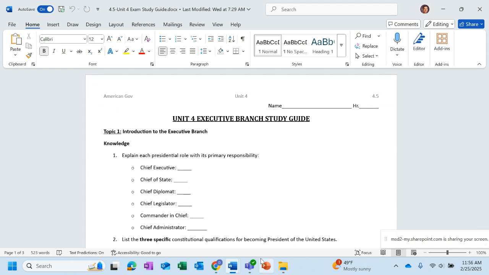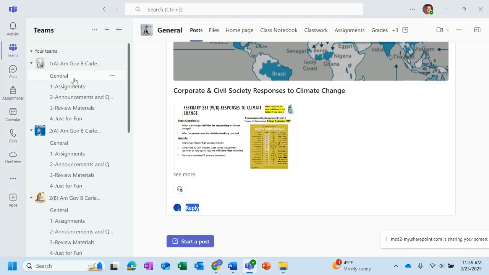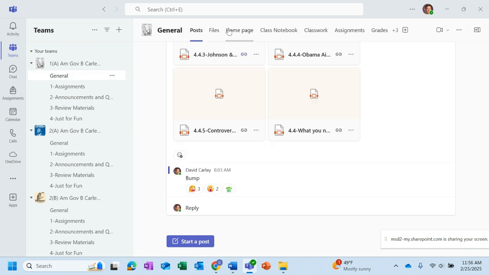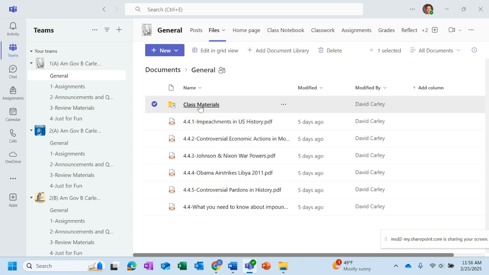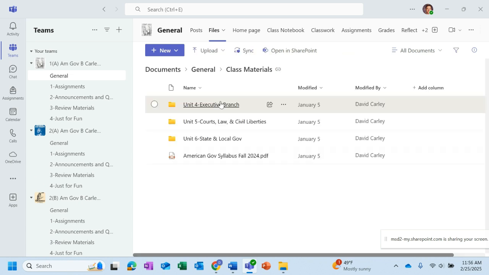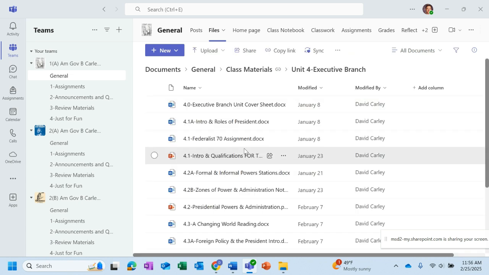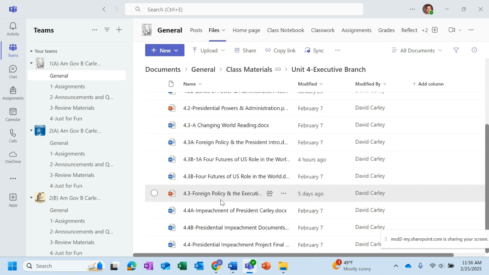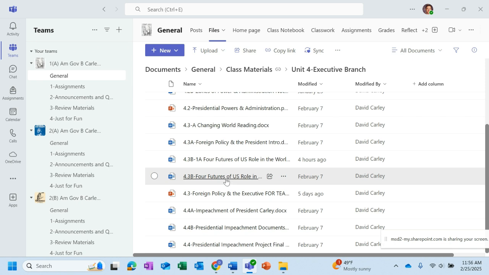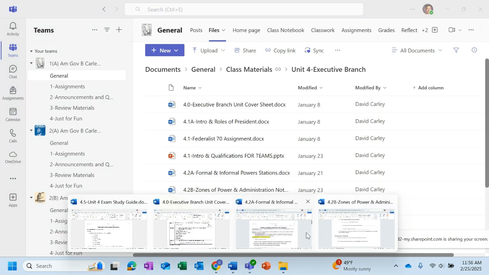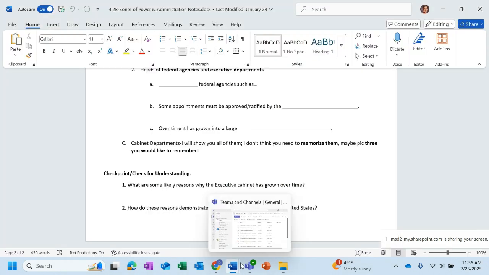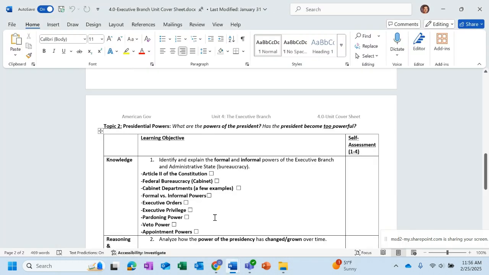Once again, though, just so you're aware of all your resources, this is just 1A, for example. But if you go to the general channel and you go to class materials and you go to the executive branch, everything is in there. In fact, all the slideshows are in there. There's 3 slideshows, 4.1, 4.2, 4.3. Super convenient, almost like there's a system. And the cover sheet's going to be really, really helpful. And hopefully you put everything together in the packet like we did in class last time.